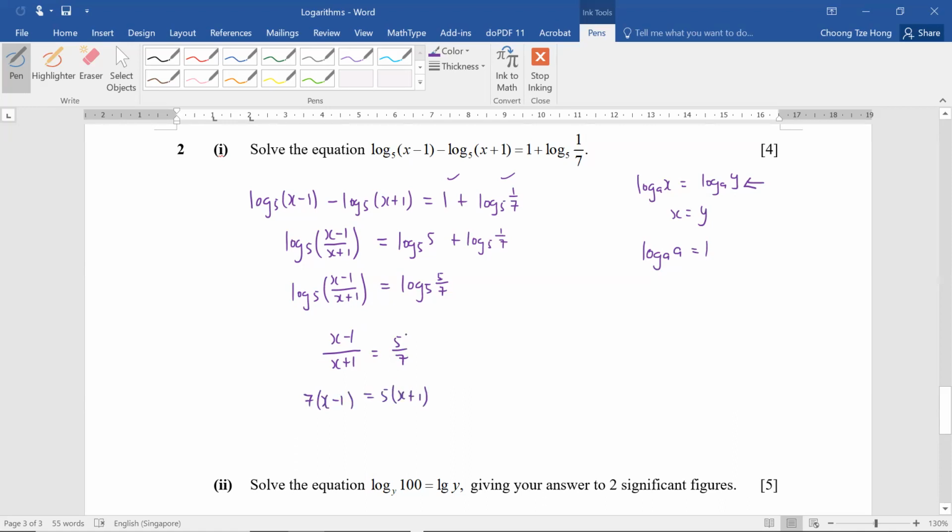Questions like this are not difficult at all. So be confident, alright? Let's bring over: 7x minus 5x will be equals to 5 plus 7. So 2x equals 12, so x will be equals to 6. If you substitute x equals 6 back here, you know it is a valid answer because you can take log 5 and you can take log 7. So this will be the solution for this question.